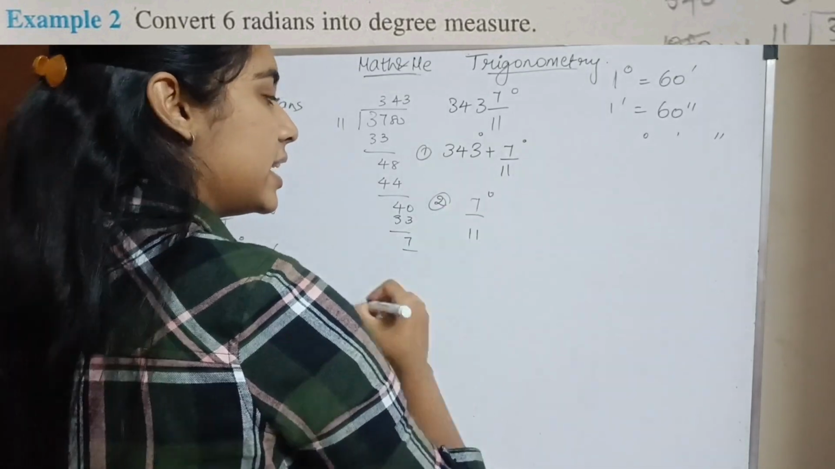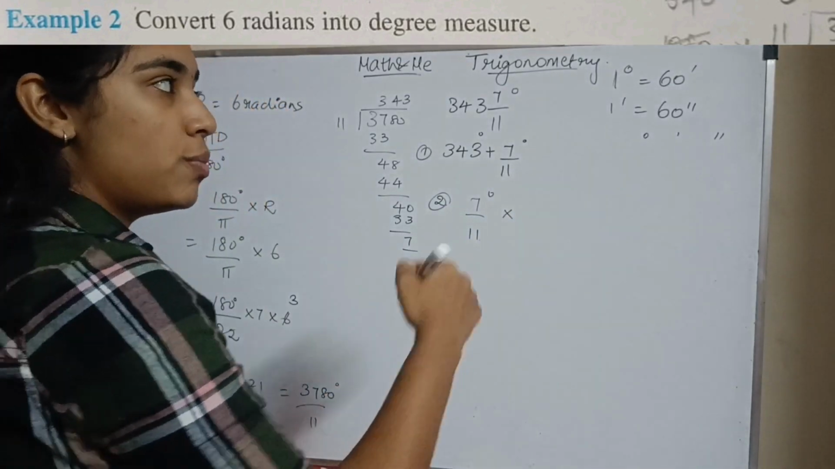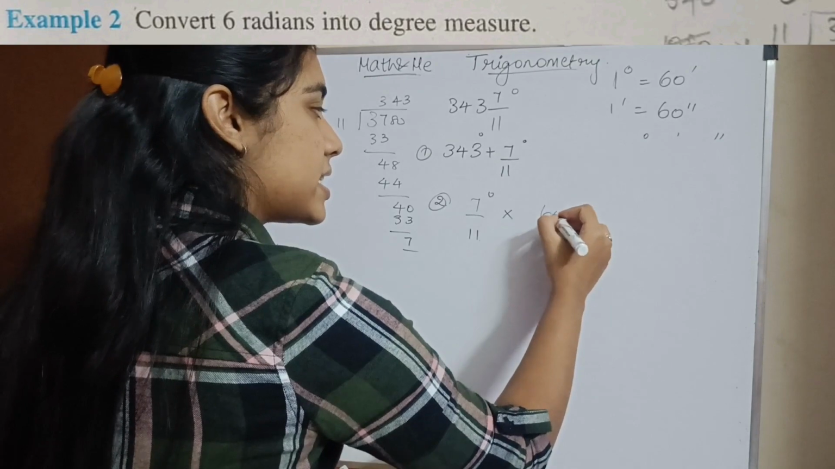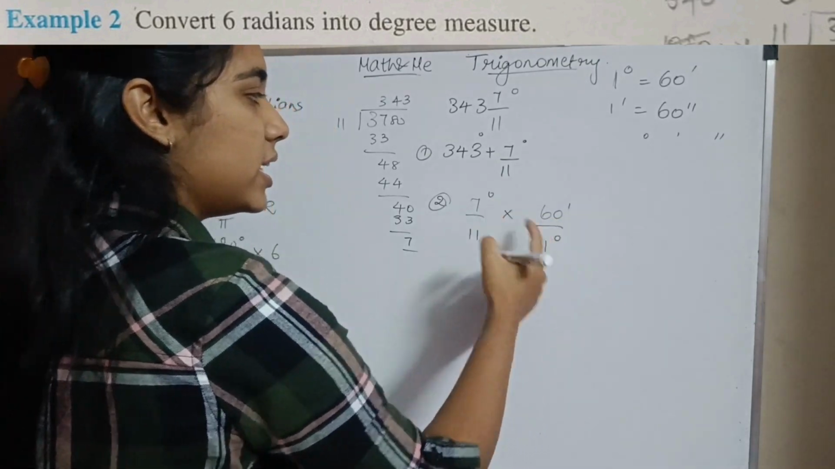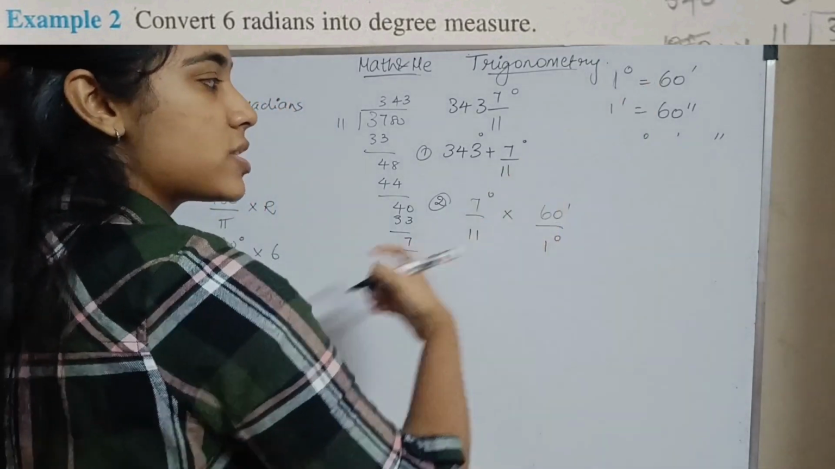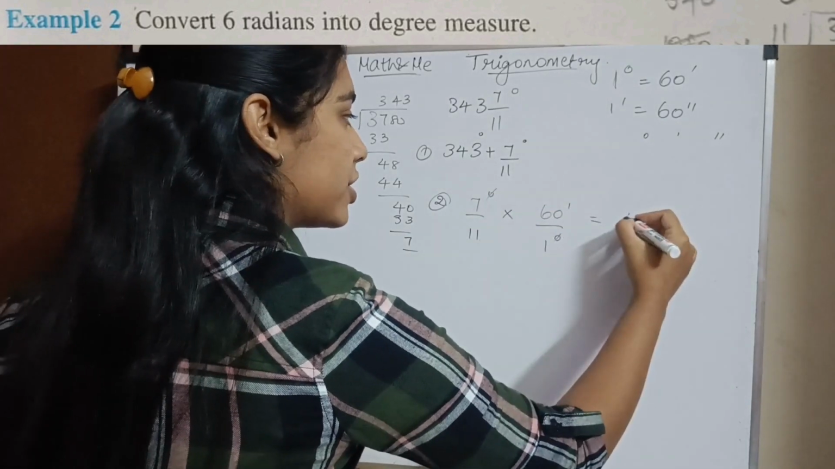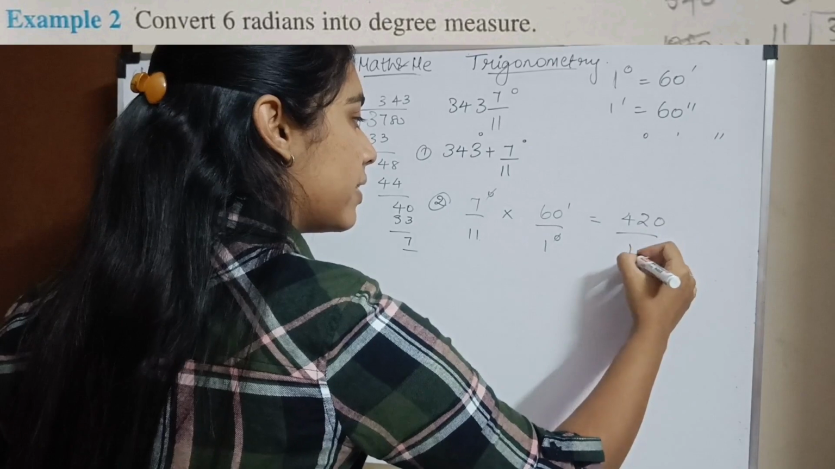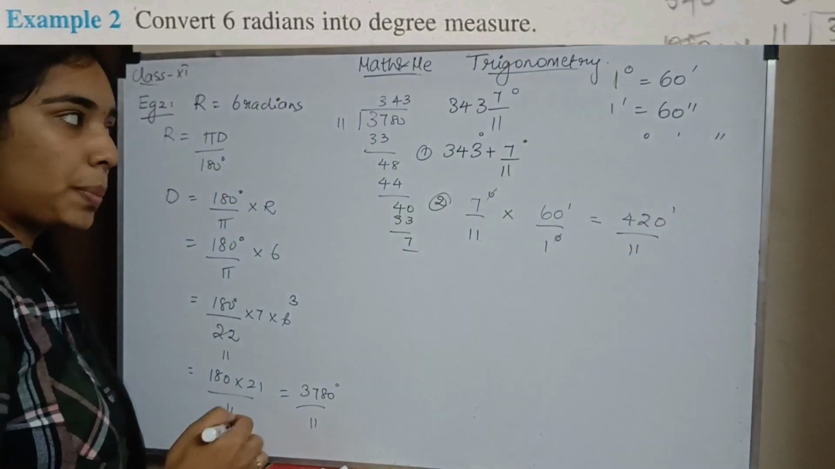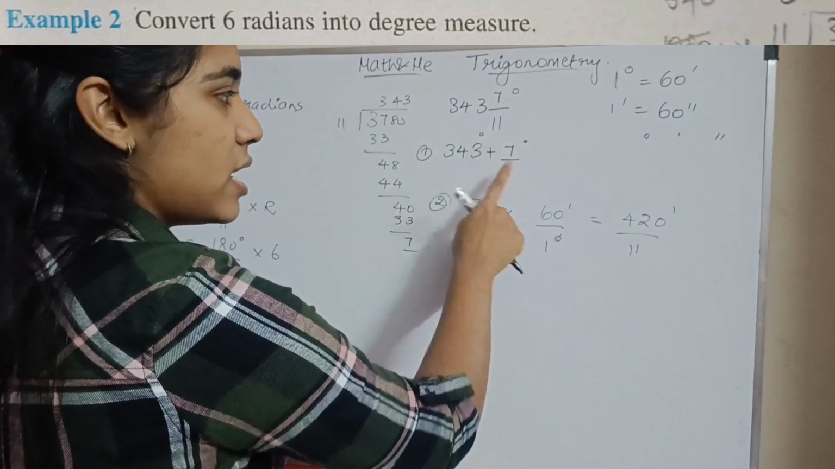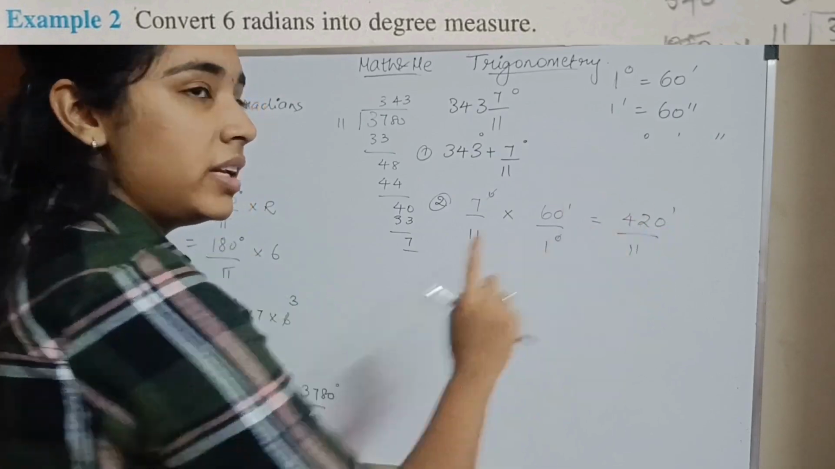So 7 by 11 என்ன பண்ணலாம்? 7 by 11 degree இருக்கு. I want to convert it into minutes. So what do I have? 60 minutes divided by 1 degree. Degree cancel ஆகணும்னா I can use this relation. So I can cancel the degrees. So what am I left with? 7 6s are 42. So I have 420 divided by 11 minutes. So it is 343 degrees plus 420 by 11 minutes.